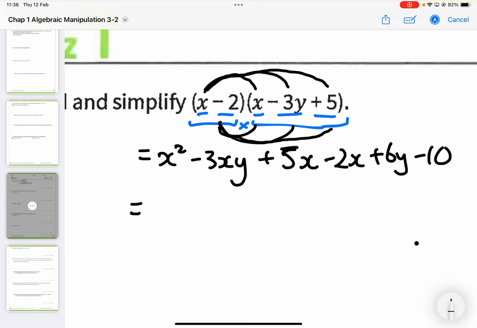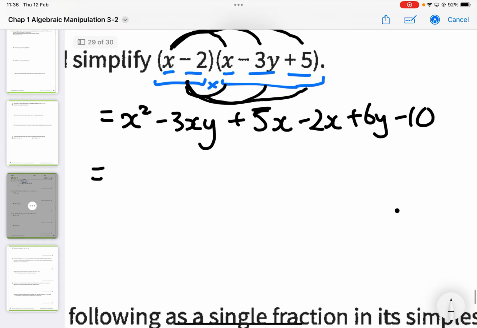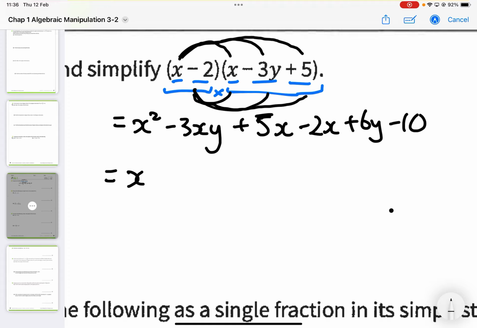Okay? Then I need to simplify. Put all the terms with the same algebra together. x squared only has x squared by itself. From x squared, I will start to look for x. So I see my plus 5x. Then I see my minus 2x. So these two terms contain x. They can be grouped together. So if I group together, first I will have plus 5x minus 2x.